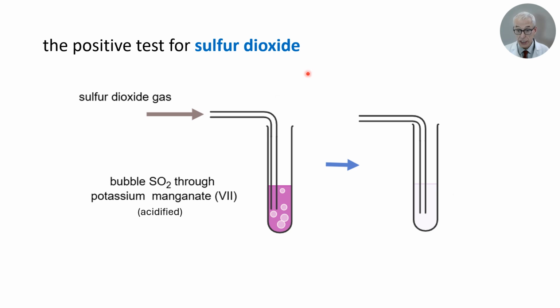Our final gas, sulfur dioxide. Sulfur dioxide, bubble it through acidified potassium manganate 7, which has a distinctive purple colour. The result with sulfur dioxide is the loss of that colour, a colourless solution.